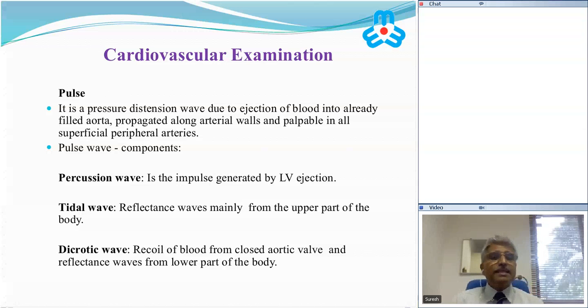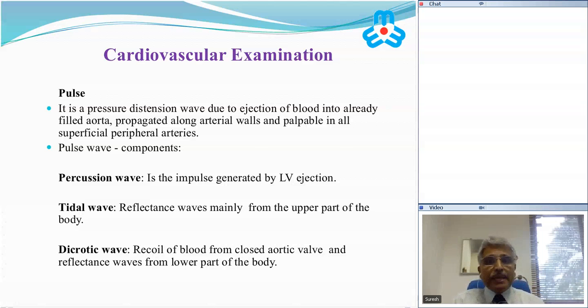The pulse wave, as you would know, has some components. The ascending limb of the pulse wave has a percussion wave and a tidal wave. Normally, the two are superimposed and you recognize only one upstroke. But the percussion wave is the impulse generated by the LV ejection into the aorta. And the tidal wave, these are reflectance waves, which as the initial pulse wave is reaching the periphery, there is a recoil from there. These are the reflectance waves. They get superimposed on the distal part of the percussion wave.